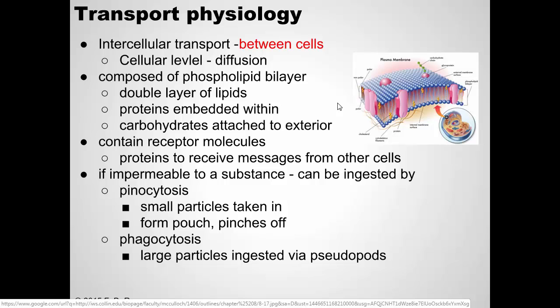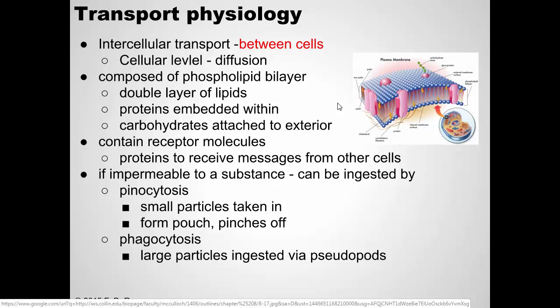So the cell membrane is a phospholipid bilayer, like we talked about. It's a double layer of lipids, okay, with proteins embedded within that bilayer. The external proteins often have carbohydrates attached to them that have various functions. And these proteins do different things. So we'll talk about some of those. Because some of these, especially the ones with carbohydrates attached, are what we call receptor molecules.